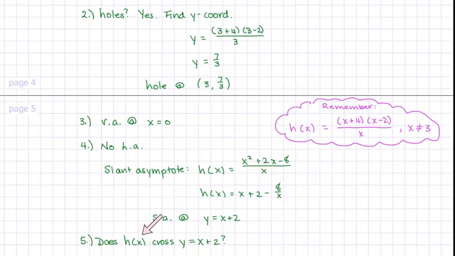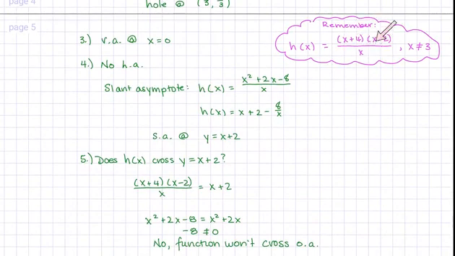Does h of x cross the slant asymptote? I put here what our h of x is since it's off the screen. I had to take this and set it equal to the slant asymptote and see, do I get a solution? I multiplied both sides of this equation by x, so that's where this x squared plus 2x came from. And then I also multiplied that out. There's an x squared and a 2x that cancel out on both sides, so I'm left with negative 8 over here and 0 over there. Negative 8 doesn't equal 0, so I don't get a solution. I know the function won't cross.